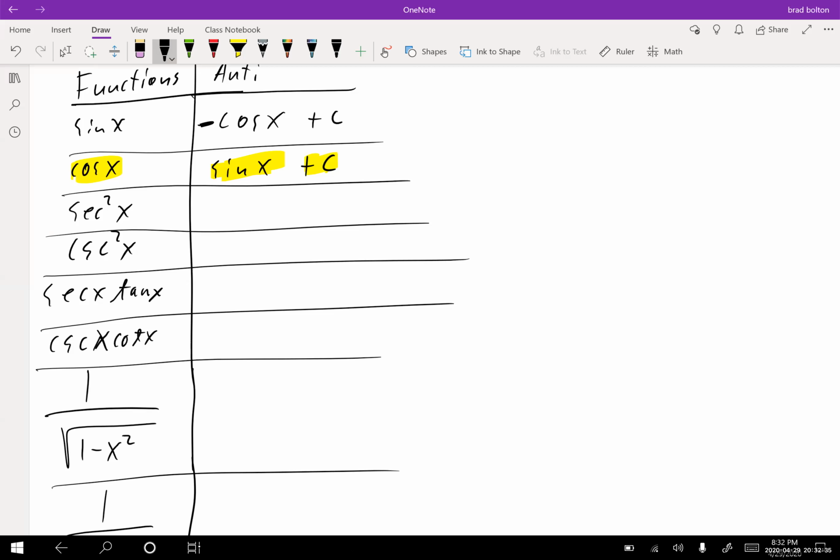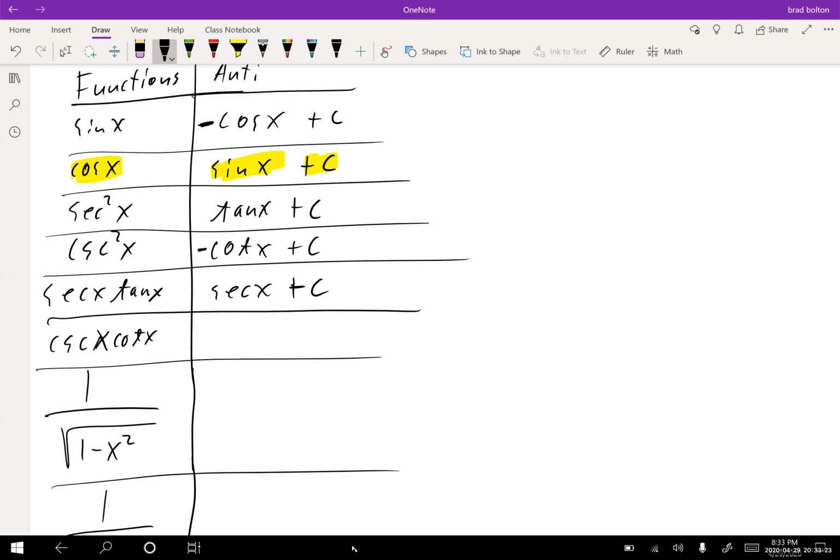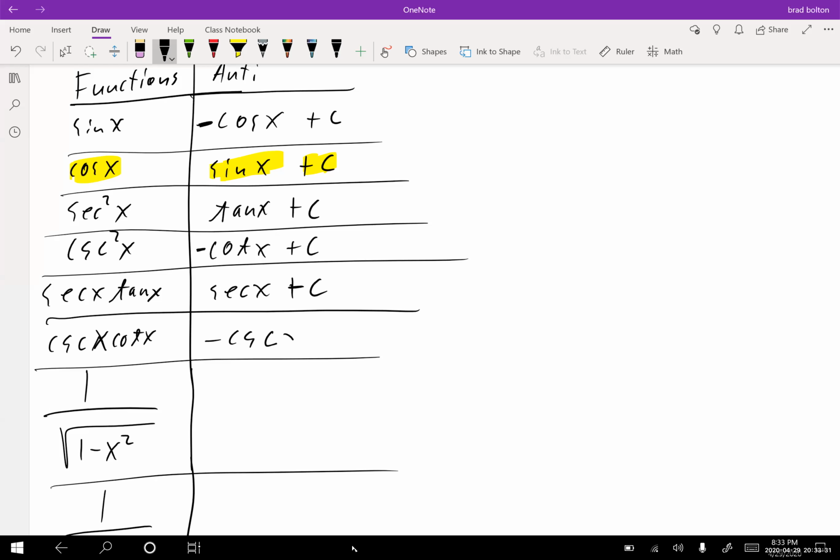Okay. Secant squared. Now think, what would you take the derivative of to give you secant squared? Tan x plus c. You see how that works? That's what you're looking for there. What would you take the derivative of that would get you back to cosecant squared x? Well, that would be cotan x plus c. However, we got to throw a minus in front because the derivative of cotan is negative cosecant squared. But we need to end up positive, so we throw an extra negative in front. So then the negative and the negative become the positive that we're looking for. And then hopefully you guys know the derivative of what would give you secant x tan x. Well, the derivative of secant x plus c would give you secant x tan x as your function. So then this one would be negative cosecant x plus c.